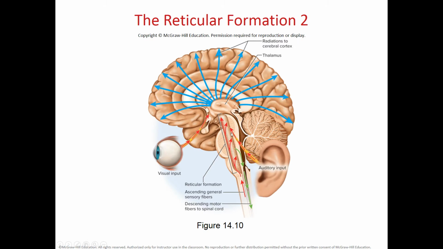So here is the reticular formation that starts at the medulla, goes into the pons, and then into the midbrain. And it sends information to everywhere. So it will receive auditory input, visual input, and then sensory input, and then it will send back signals to the spinal cord.